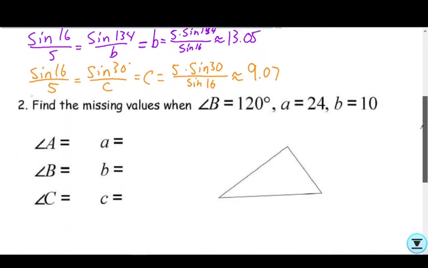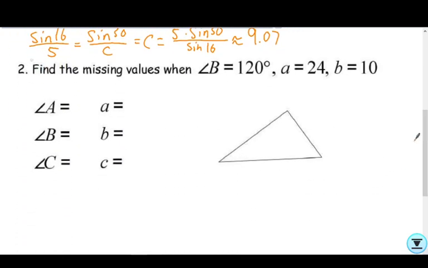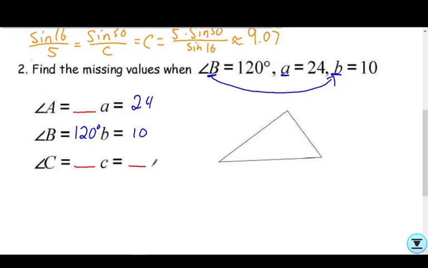Okay, so number 2 in today's practice. The first thing we're going to do is, again, write down our information. But the first thing I notice is, look, I've got two sides and an angle. So I have side A and side B, and angle B matches this, which means I have my side-side-angle case. This is the ambiguous case. So I start writing down my information. This is 10, this is 24, and I'm going to find this, this, and this.